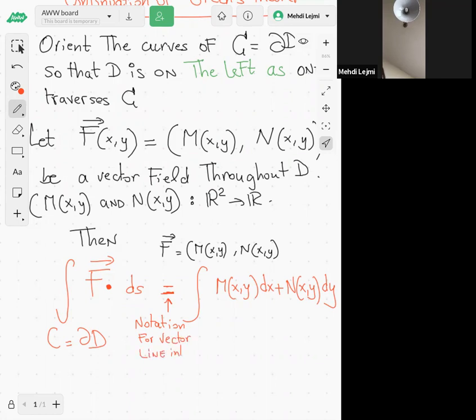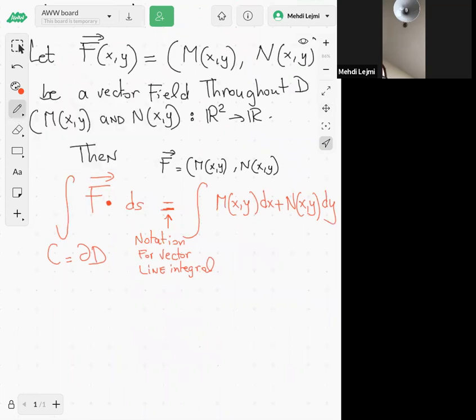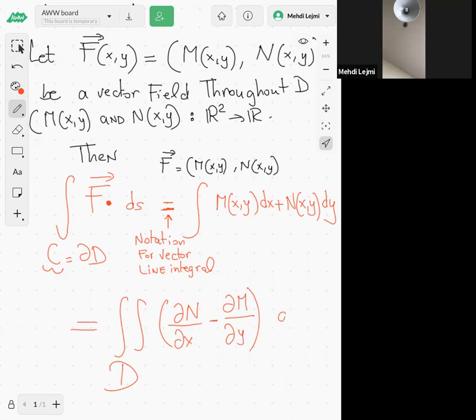So what does the theorem say? It says that this vector line integral is equal to the double integral over D, your region in the plane, where the curve C is the boundary of D. The double integral over D of the derivative of the function N with respect to x minus the derivative of the function M with respect to y, dx dy.